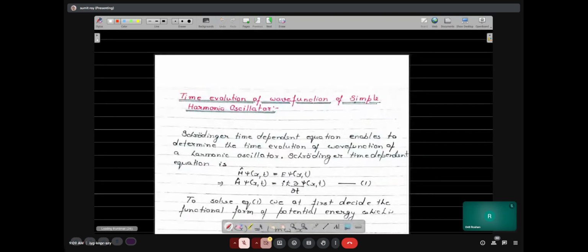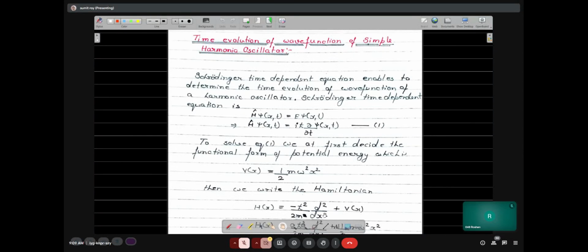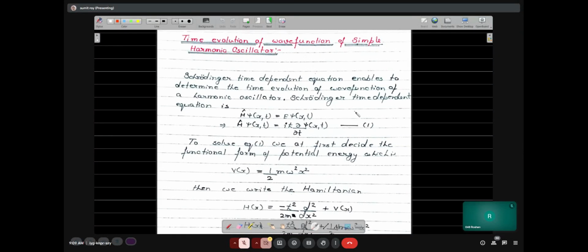Time evolution of harmonic oscillator. So let us start with this. The initial sections are very easy and similar, so we can go through them a bit quickly. Schrodinger time dependent equation enables us to determine the time evolution of the wave function of a harmonic oscillator. Schrodinger time independent equation is given by H psi equal to E psi.